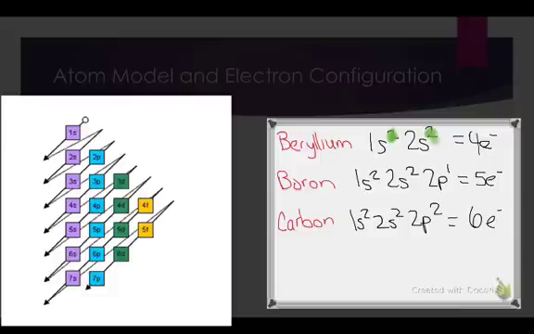On the next slide, I'm going to do a larger one so you can see how this order continues. But remember, you're always going to start out 1s, and you're just going to keep going through the electron configuration until you have all the electrons for that atom placed.